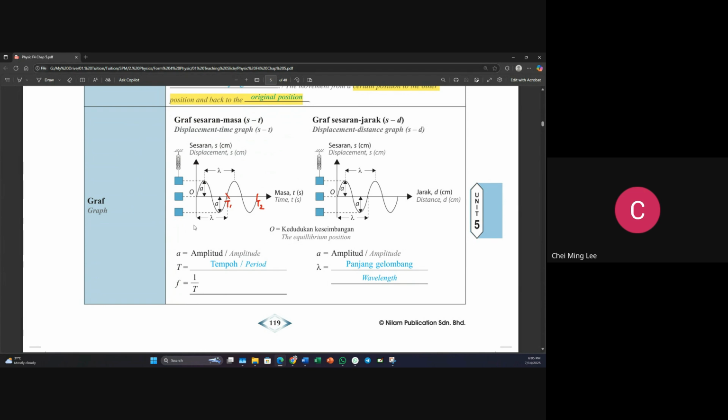So jot down these two, because it's hard to say whether it will come out in your SPM. So jot down these two and the graph. All these graphs you have to try to memorize, especially the ones in chapter 2. You remember the velocity and acceleration graphs, try to memorize those. Normally at least one question will come out.